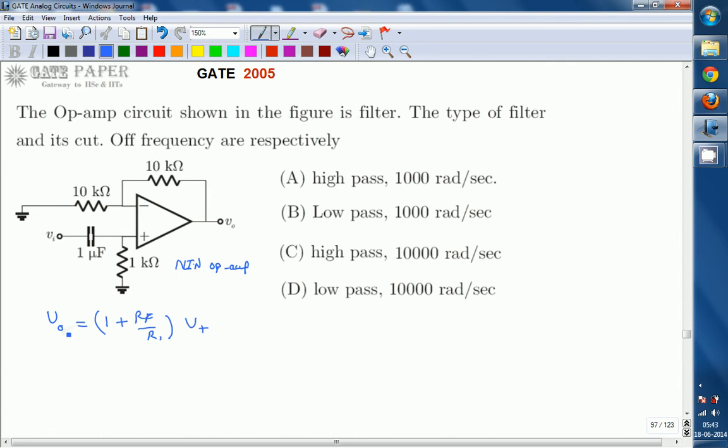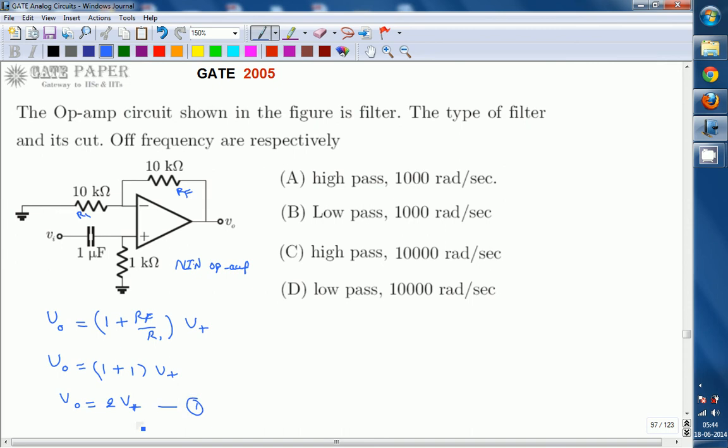So from this we can write V naught is equal to 1 plus Rf by R1. Rf is 10 kilo ohms and R1 is also 10 kilo ohms, so Rf by R1 is going to be 1, times V plus. So V naught is equal to 2 times V plus. Whatever value is present at V plus will be amplified by 2 times and appear at the output side. This is V naught is equal to 2 times the voltage at the non-inverting terminal, equation 1.